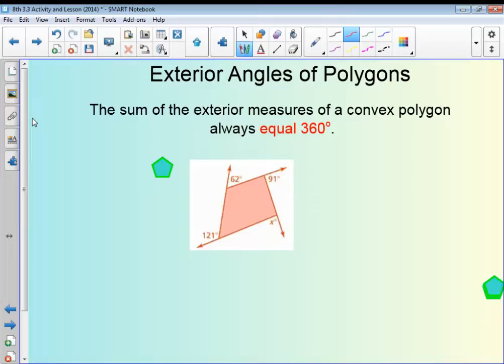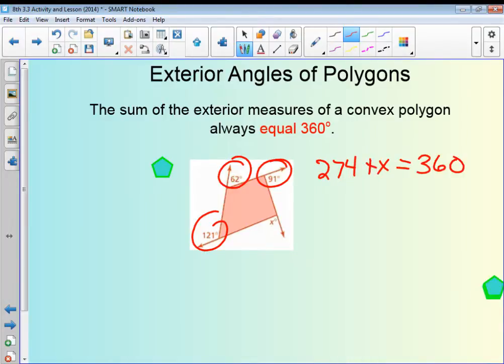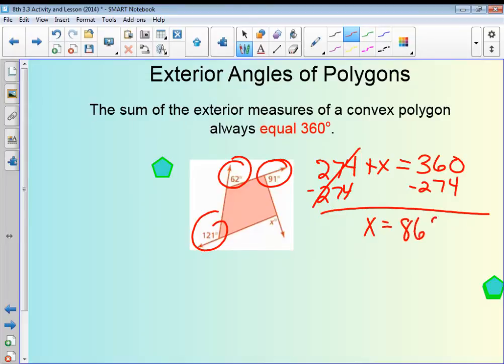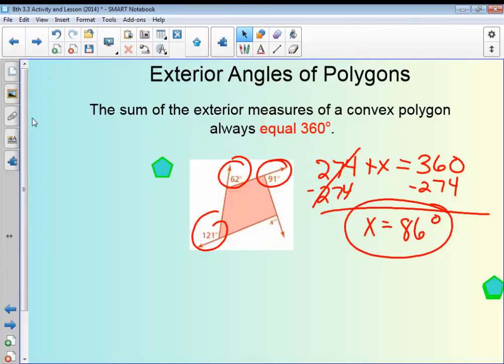Okay, so when I found the sum of these three, that gave me 274 plus x equals 360. So now I'll subtract the 274 off of there. And it leaves me with x equals 86 degrees. Okay, that's it for this part of the lesson. So key thing to remember, no matter how many sides are on that polygon, the sum of the exterior angles is always going to equal 360 degrees.